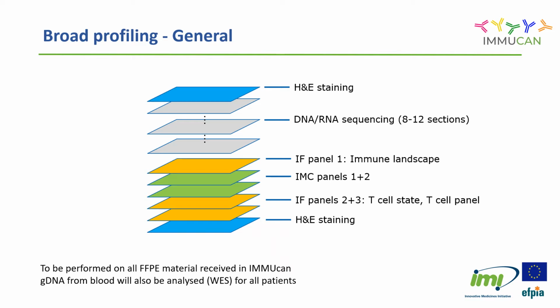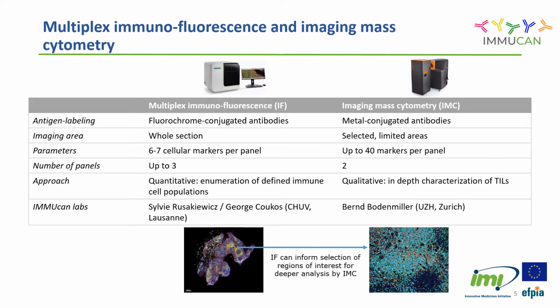The tumor samples will be used as illustrated here. I just want to point out that we have arranged the sections that are dedicated to the cellular analyses in such a way that we can perform them on consecutive sections. Since the DNA and RNA analysis tend to be a bit more straightforward, I want to focus here more on the cellular analysis part. We have 2 main techniques, the multiplex IF as well as the imaging mass cytometer.